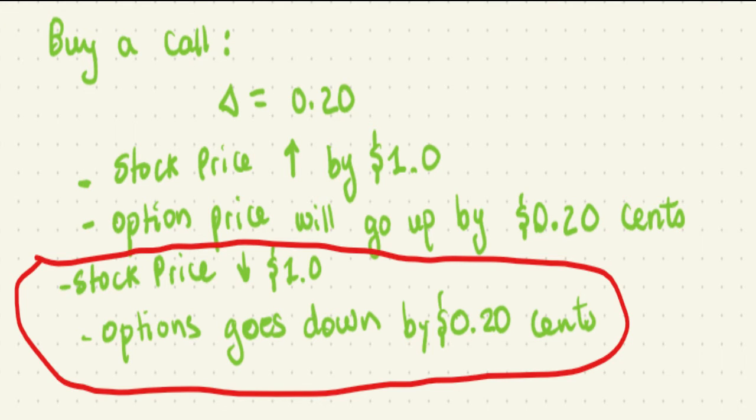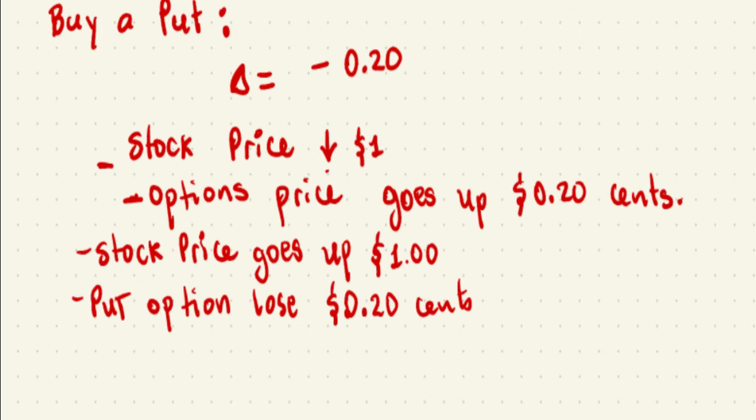And the same thing, if the stock price goes down by $1, the option value will go down by 20 cents. Since our delta ranges from 0 to 1 for calls and 0 to -1 for puts, when we buy a put option, our delta will be negative. So when you buy a put, don't be surprised if the delta is negative. The same concept applies when you buy a put and when you buy a call.